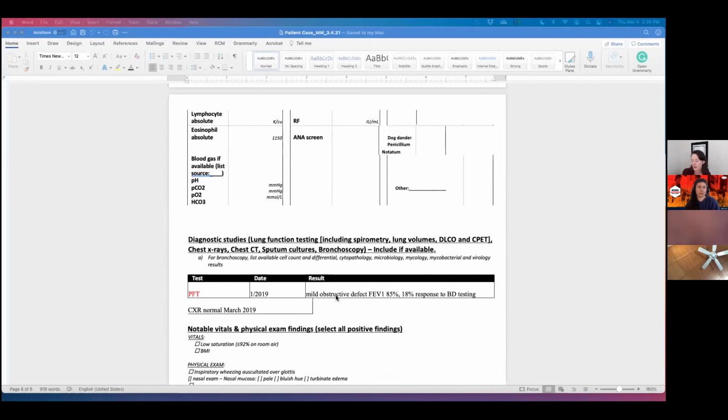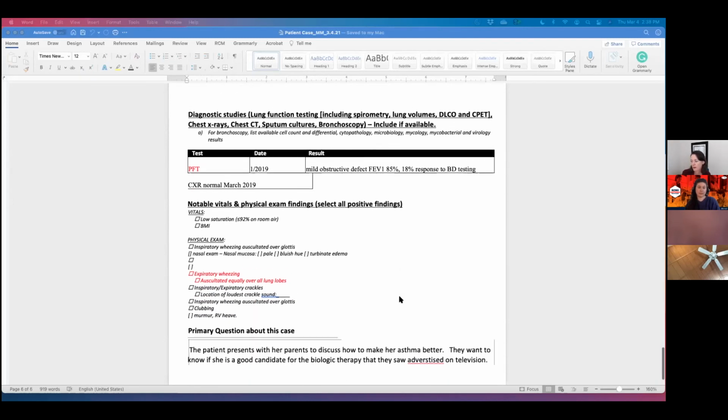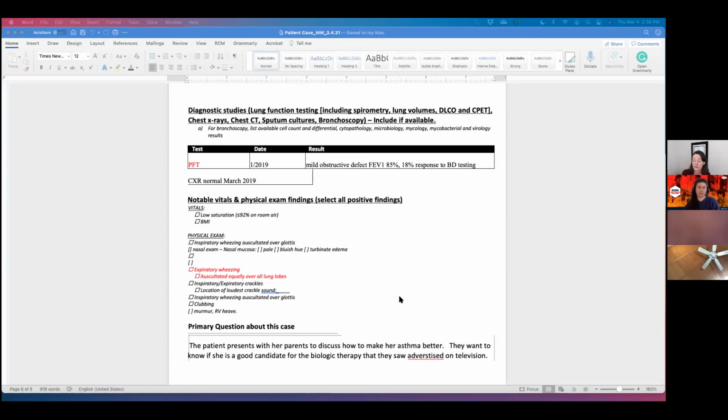And she also had spirometry that showed mild airflow obstruction with bronchodilator improvement of 18%. She had a normal chest x-ray, and when I examined her, she had wheezing that was audible, particularly in the expiratory phase, throughout all of her lung fields. Otherwise, her exam was unremarkable.